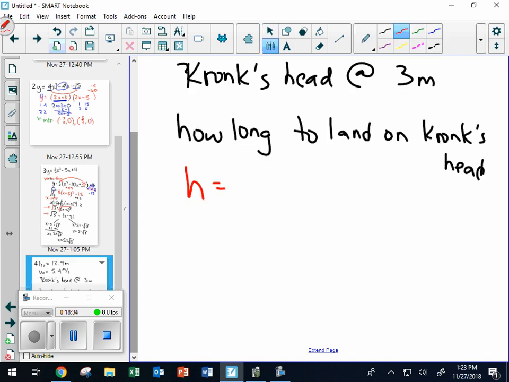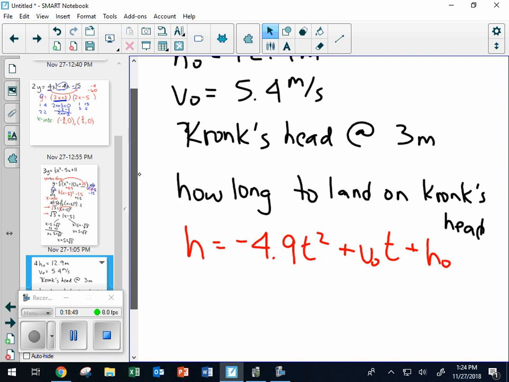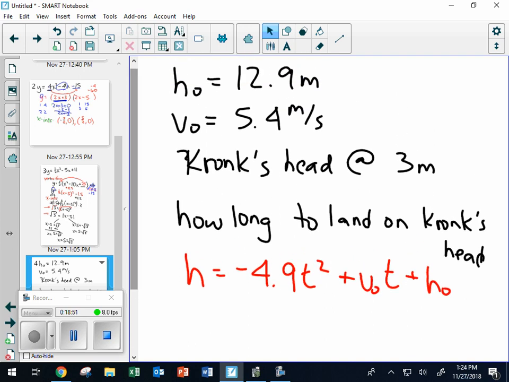We know that we always start with our equation of height is equal to negative 4.9 t squared plus the initial velocity times t plus our initial height. So from here, figure out how long it would take the squirrel from when he jumped to land on Kronk's head. I will give you time to work on this problem.